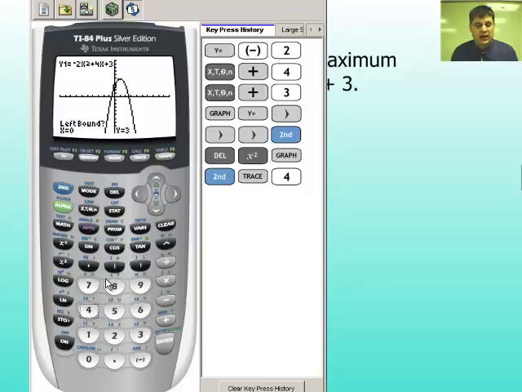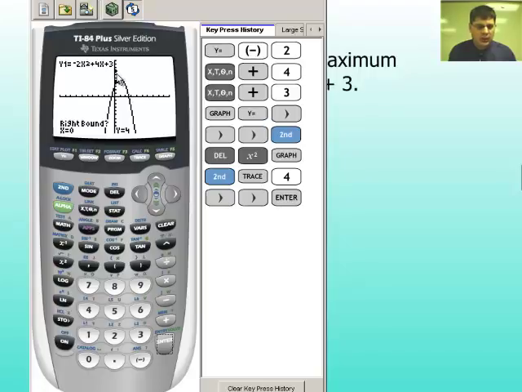Now, your calculator is going to ask you, left bound. It's asking, where should I look for this maximum? Set the boundaries, because it's not going to necessarily look at the whole graph. So you've got to tell it where to look. So left boundary means it's not going to go any further to the left than where I tell it to. So I can use the left and right arrow keys to move this cursor along the graph, and I want to move it just a little bit to the left of the vertex, and then I'm going to press enter, and a little arrow pops up.